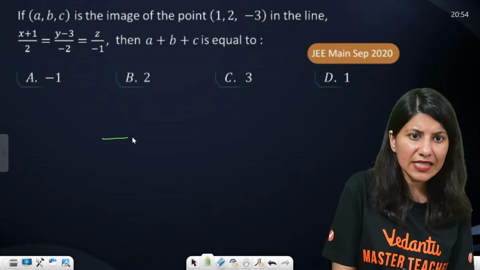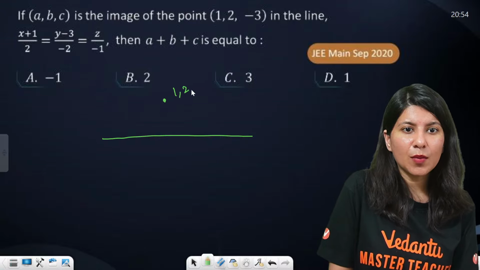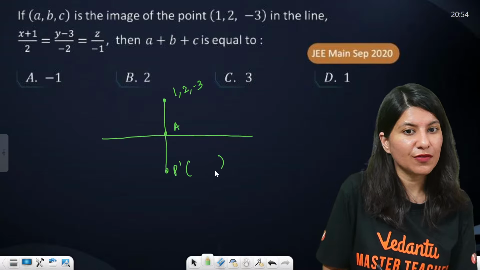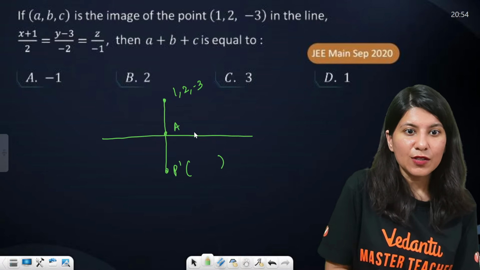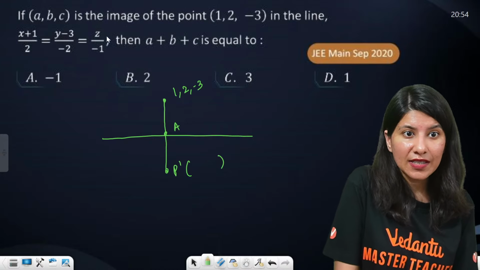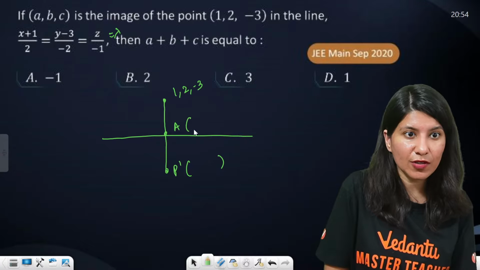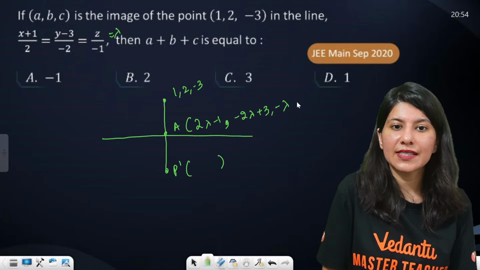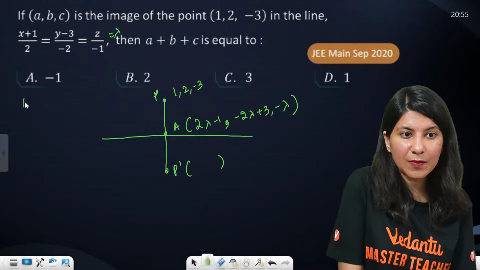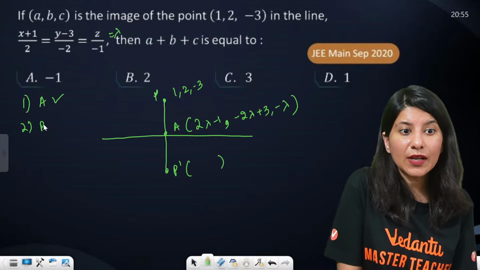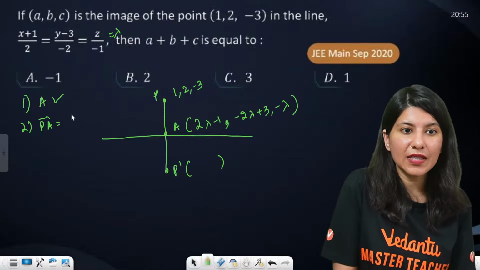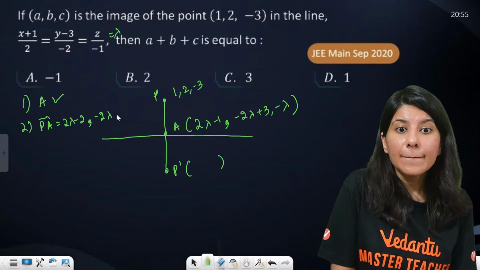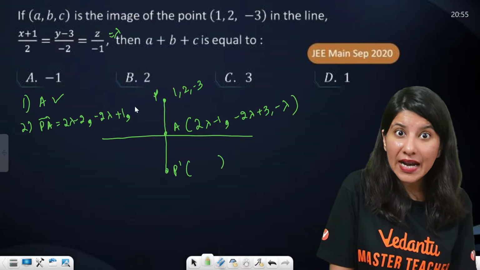Here we are having another question which will talk about image of a point with respect to a line. Same thing. So you are having that point 1 comma 2 comma minus 3. This is foot of perpendicular, this is your P dash. So first step is get the foot of perpendicular. What are the steps? This is lambda, calculate A in terms of lambda. So ma'am, 2 lambda minus 1, minus 2 lambda plus 3, minus lambda. Once you are having that, step number 1 A clear. Step number 2, calculate PA vector. PA is A minus P. So 2 lambda minus 2 comma minus 2 lambda plus 1 comma minus lambda plus 3.